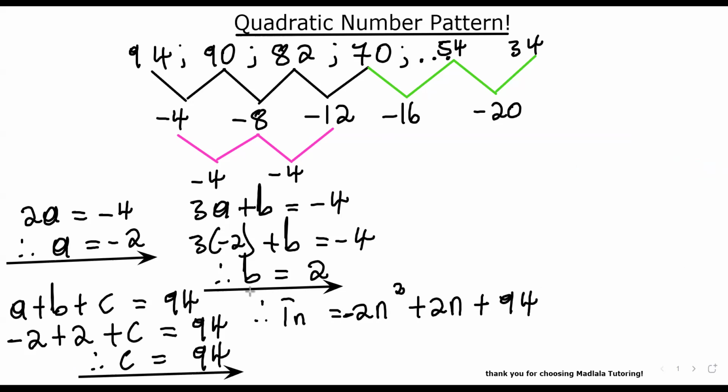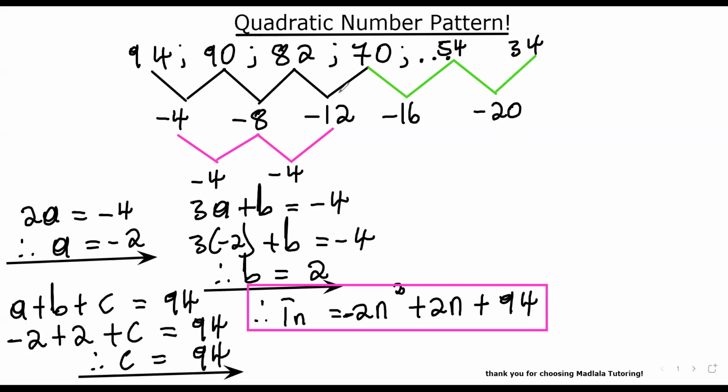Let's test whether or not the general term works. So maybe we can choose to substitute term number 4, for instance, and see if we get 70, all right? So we go to our calculator and say, well, we have negative 2 into 4 squared plus 2 into 4 plus 94. And we definitely get our 70, so it means it works.